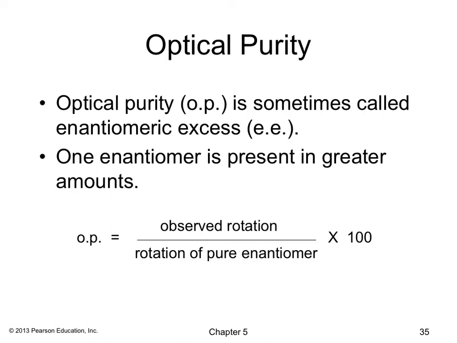Optical purity. Optical purity is sometimes called enantiomeric excess, and you can calculate optical purity by taking the observed rotation and dividing it by the rotation of the pure enantiomer times 100. And this will tell you which enantiomer is present in greater amounts.